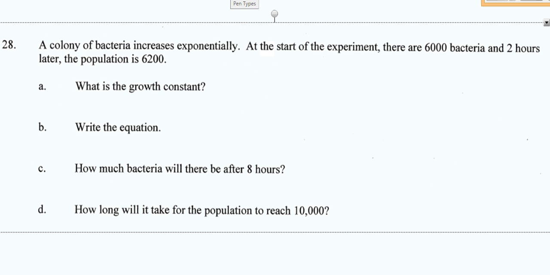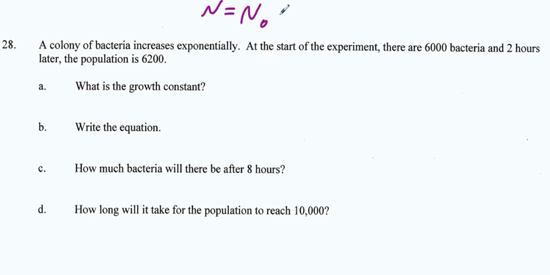So bacteria growth questions use a formula similar to the PERT equation. It's N equals N naught e to the KT. So it's very similar to the principal. It's the starting amount and the ending amount. K is the growth constant. So for part A, that's what we're going to be solving for, the growth constant.